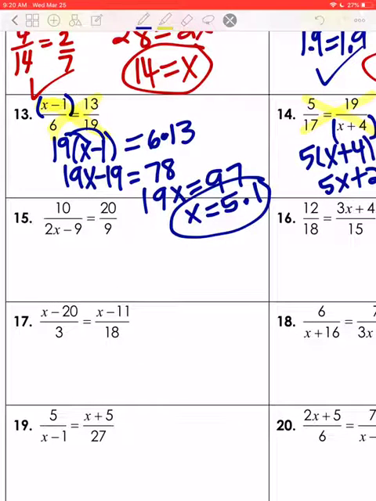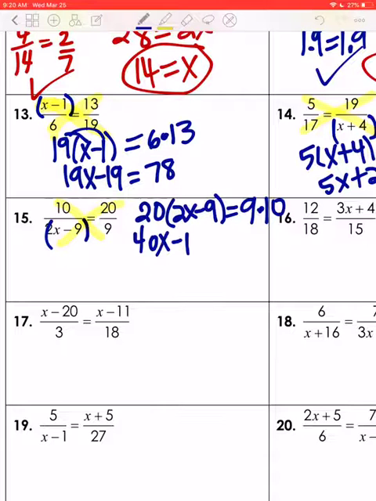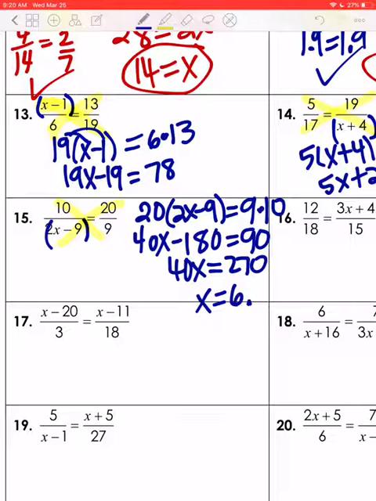15 and 16. If you think you can get those on your own, go ahead and try them. If not, I will still show you. So pause the video if you want to try it on your own and check your answer. Okay, so for 15, I'm getting 20 times 2x minus 9 equals 9 times 10. Okay, so it's 40x minus 180 equals 90. 40x equals 270. X equals 6.75.